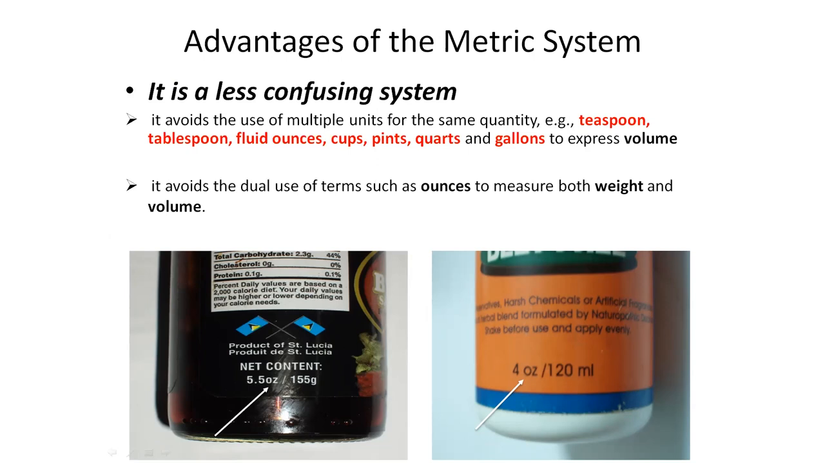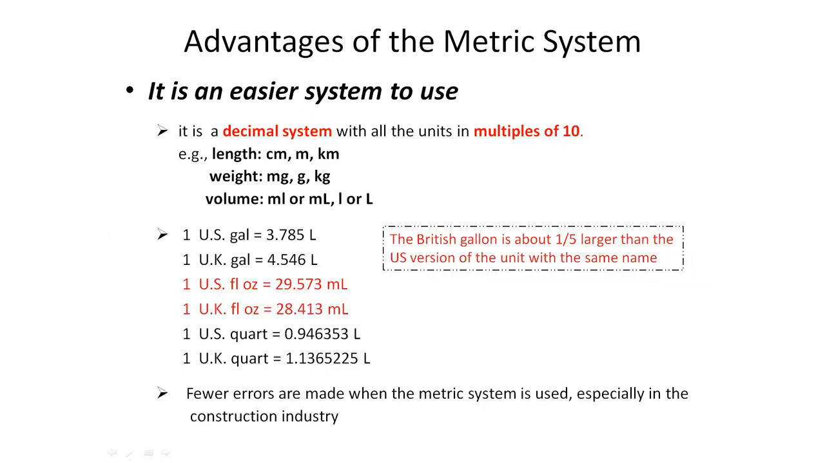For instance, if you look on the right of the screen, you have 120 milliliters. That suggests that there is a liquid in there, but the 4 ounces would be a unit of mass. So a distinction would have to be made, and sometimes if not made, then it can cause confusion.